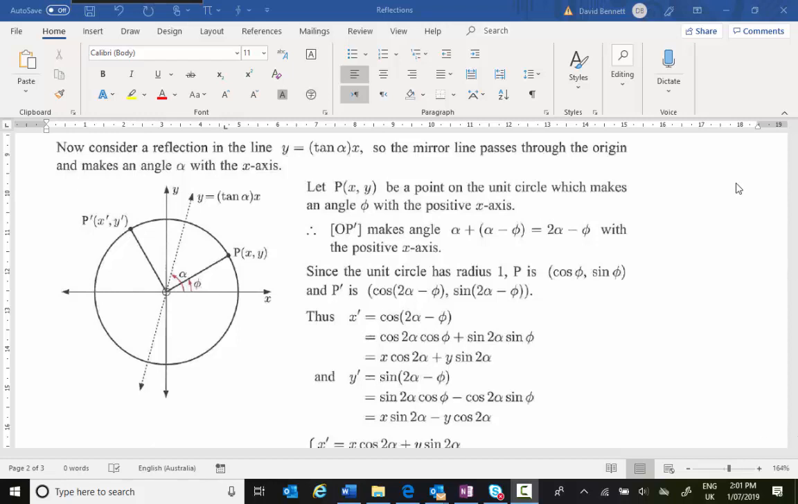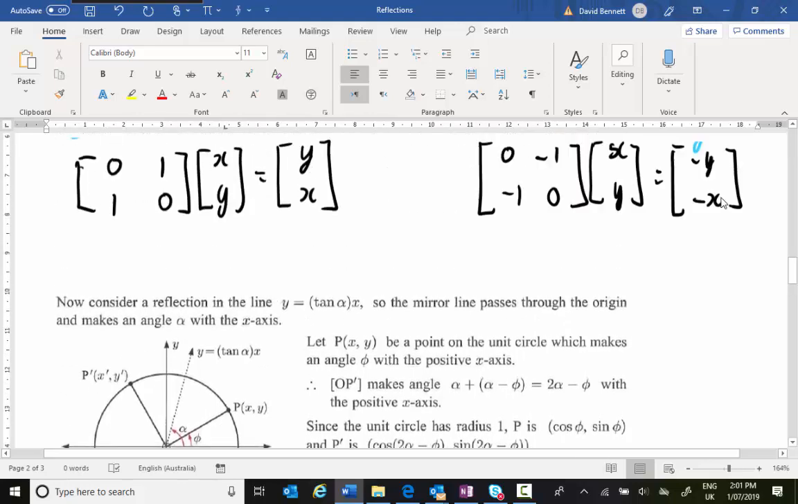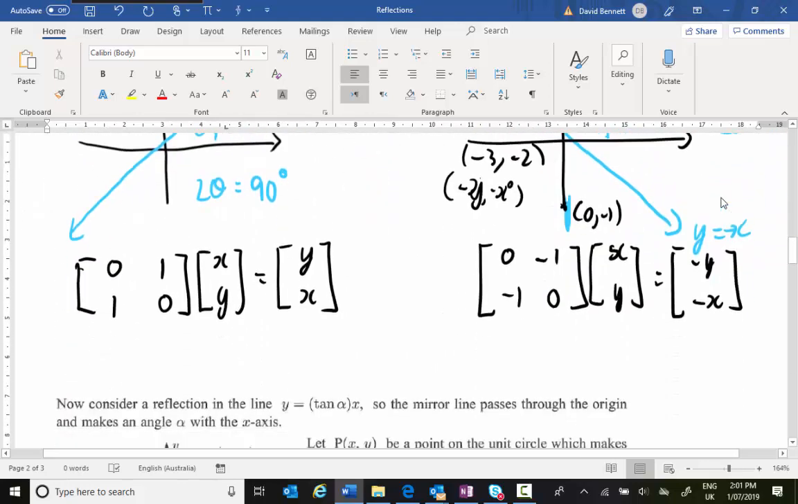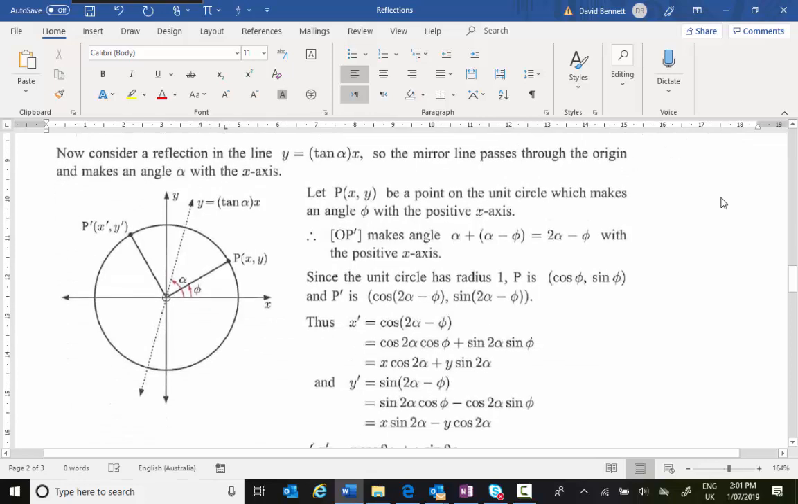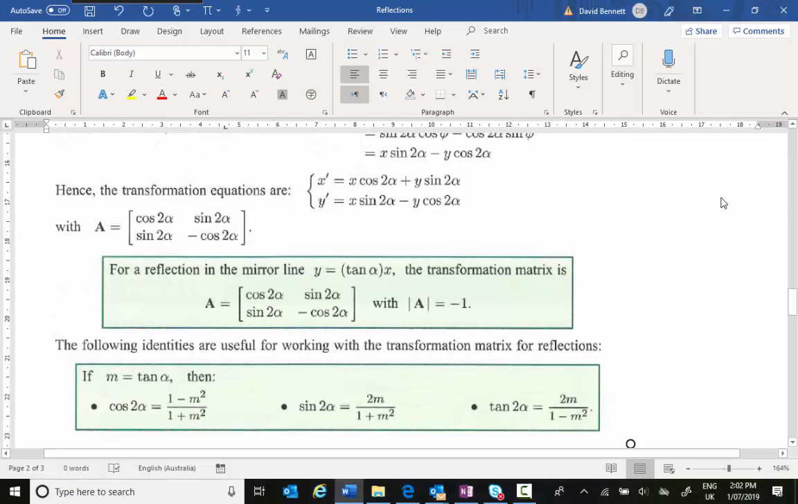Now this is our second video on reflections. If you're reflecting in the nice lines, then we've just done that bit here. What happens if it's not a line like y equals x or the x-axis or y-axis? How about if it's a line like y equals 4x? Well, we've got some theory here that will help us work out what the reflection's going to be.